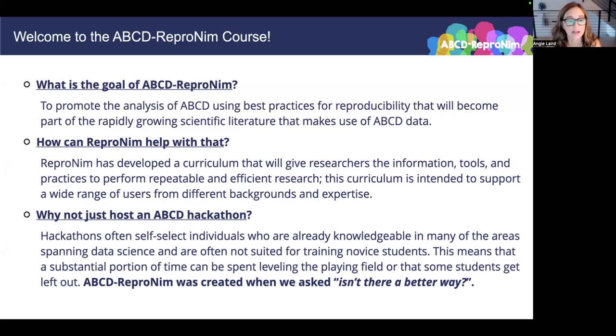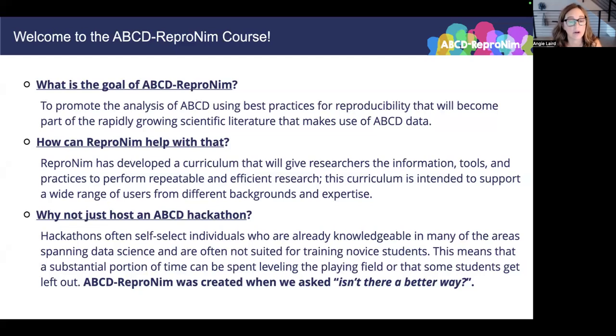But reproducible analytics, which is a topic that's not traditionally taught in university curricula, requires absorbing a significant amount of diverse technology-oriented content. Hackathons and unconferences are increasingly well attended around neuroimaging and other conferences. But these events, by their design, often self-select individuals who are already knowledgeable in many of the areas spanning data science. And they're often not suited for training novice students who are just getting into these areas. And if you've ever attended a hackathon, this means that either a substantial proportion of time can be spent leveling the technical playing field, or it means that some people just simply get left out.